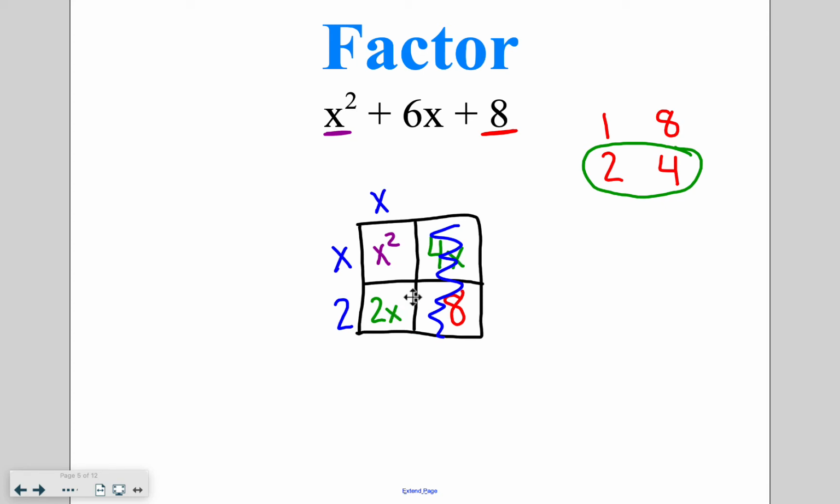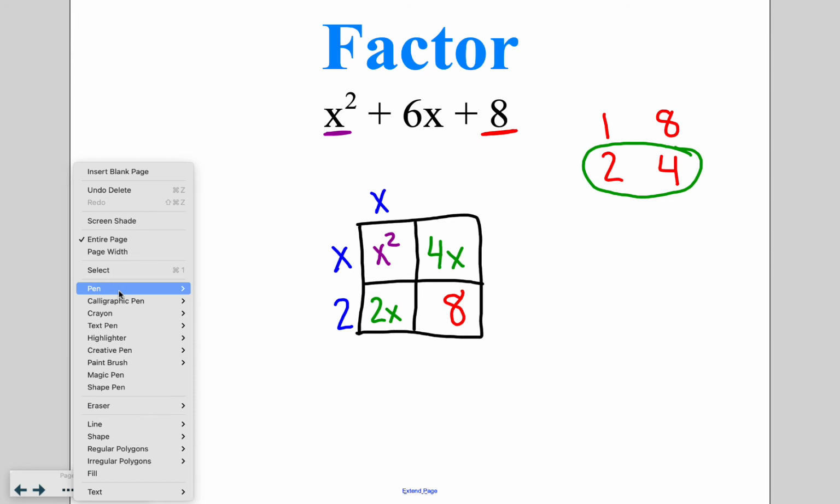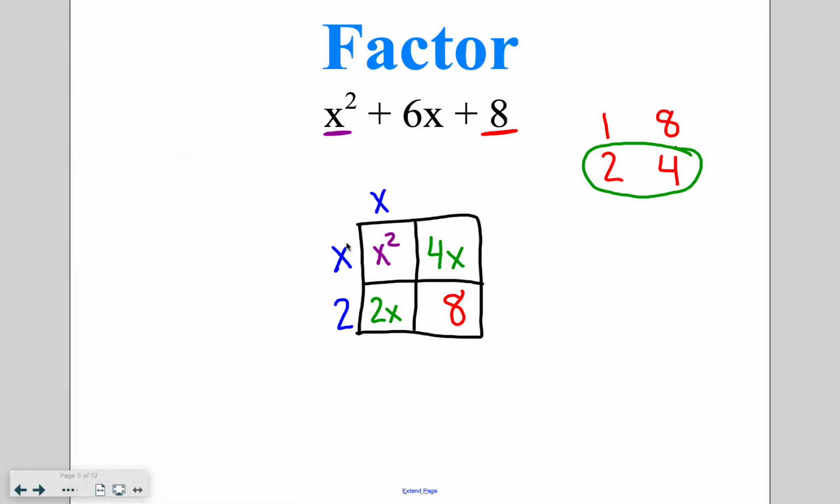So we've dealt with those first factors. Now that I have the first factor, I can construct that last piece of my box, which is saying how do I get from x to 4x and from 2 to 8. Both of those occur when you multiply by 4. So my factors here are going to be x plus 2 and x plus 4.